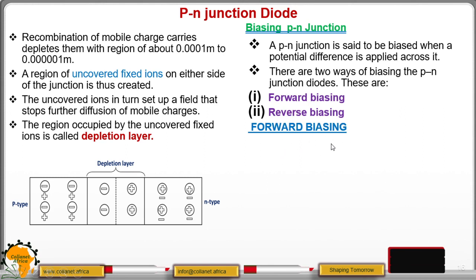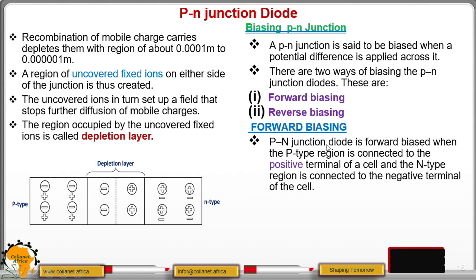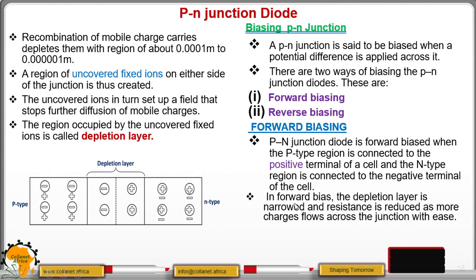When we come to the forward biasing, the Pn junction is said to be forward biased if the p-type region is connected to the positive terminal. Remember, P represents the anode, or the positively charged electrode. So if it is connected to the positive terminal of a cell and the n-type, which is the cathode, is connected to the negative terminal, then that Pn junction is said to be forward biased. In forward bias, the depletion layer will be narrowed.